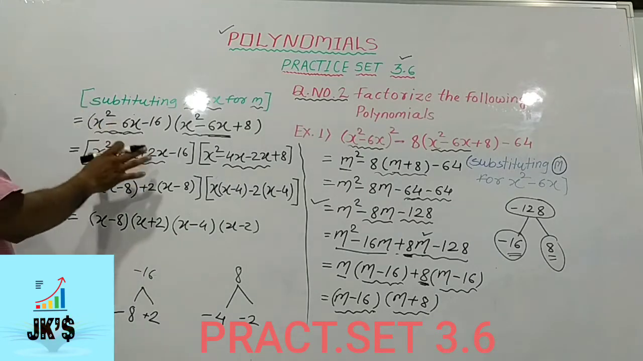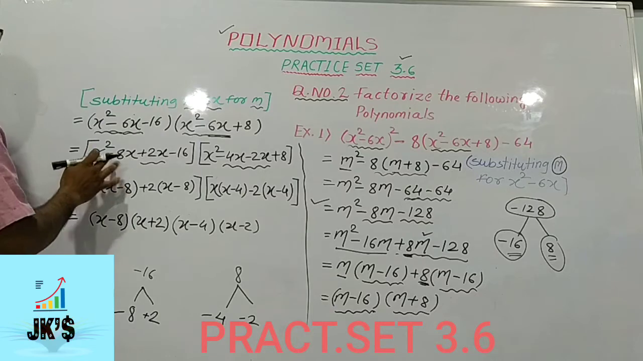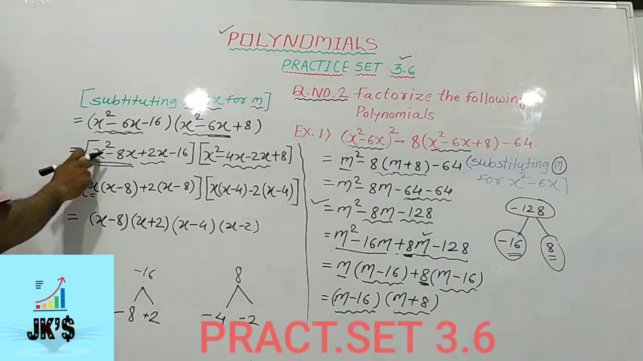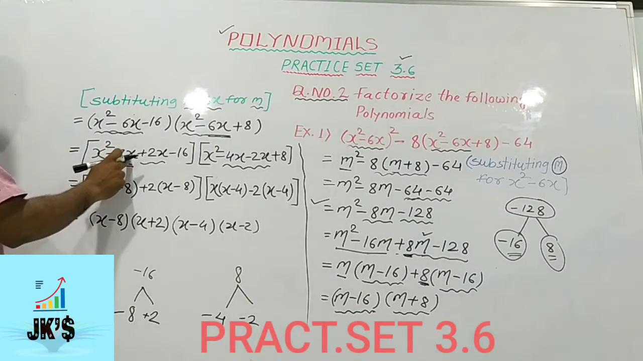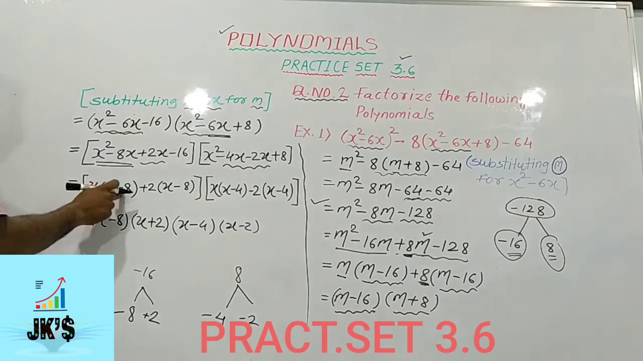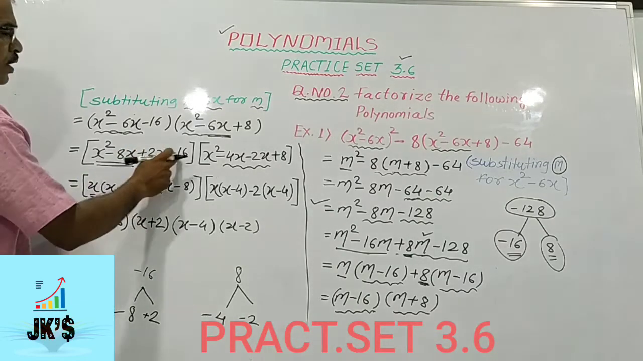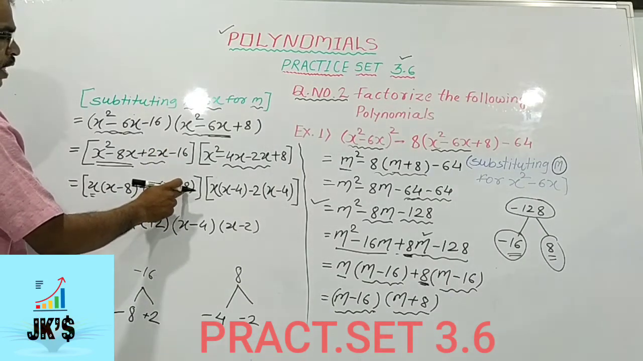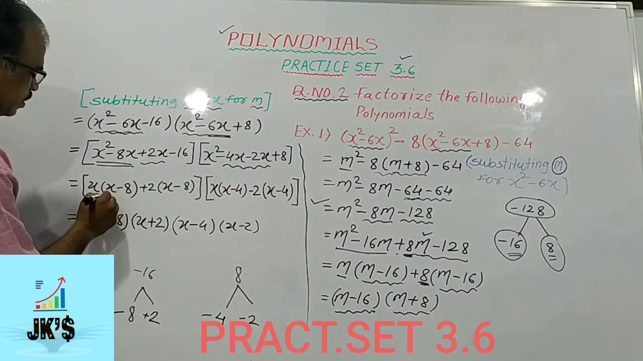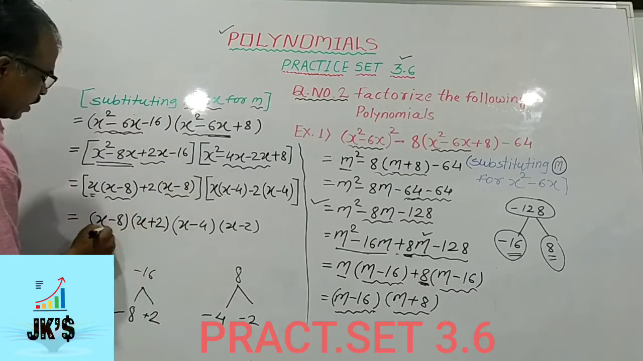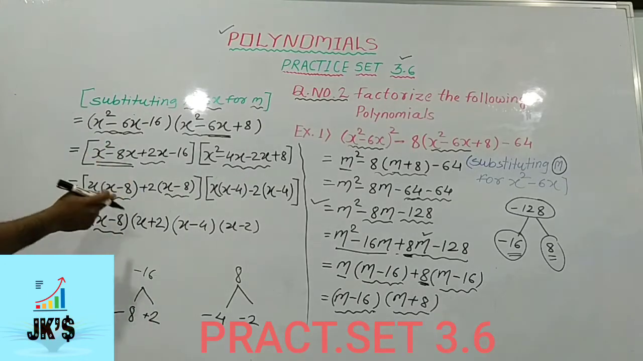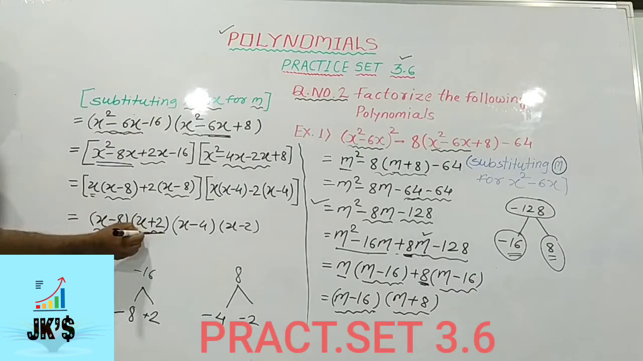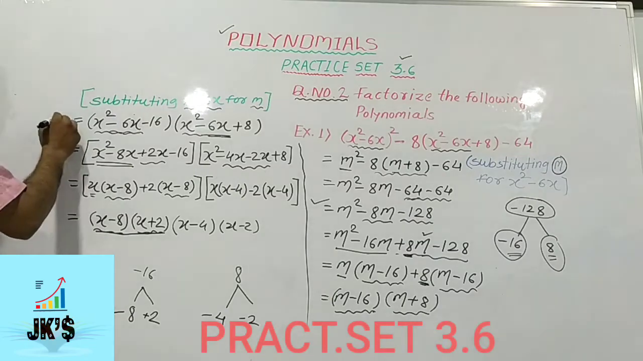Okay. Now consider this first bracket. The first two terms are x square minus 8x. x is taken common, x minus 8. So x into bracket x minus 8. 2 is taken common: 2 into 8 is 16. x minus 8, this x minus 8 is taken common. What is remaining in the other bracket? x plus 2. This is the other bracket. Means these are the factors of this one.